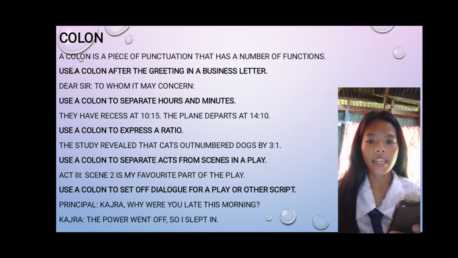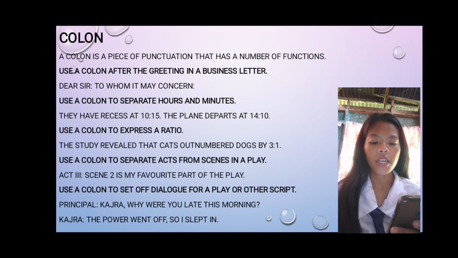A colon is a piece of punctuation that has a number of functions. Use a colon after the greeting in a business letter: Dear Sir, To Whom It May Concern. Use a colon to separate hours and minutes. They have recess at 10:15. The plane departs at 14:10.